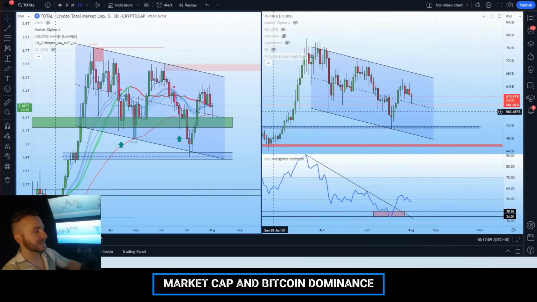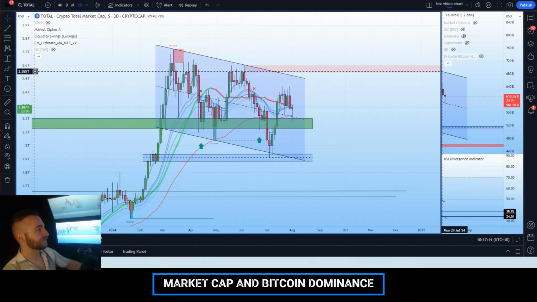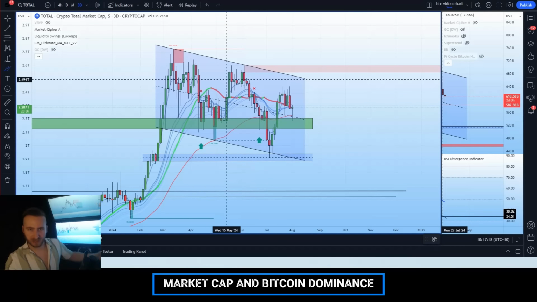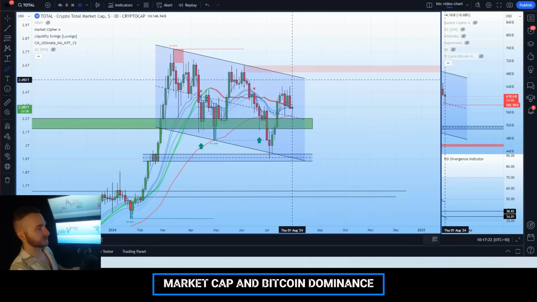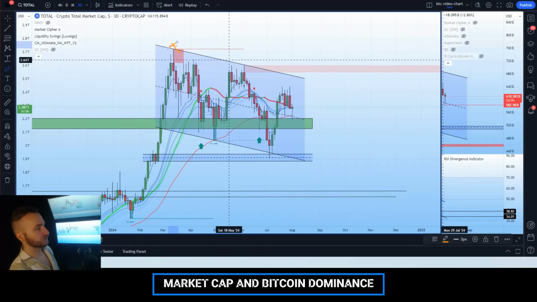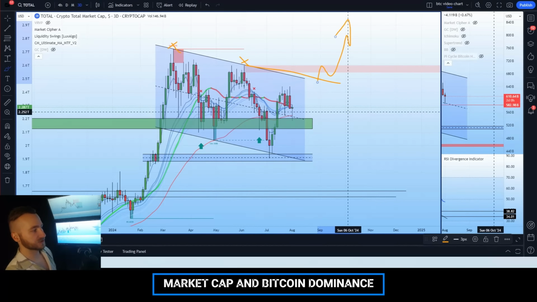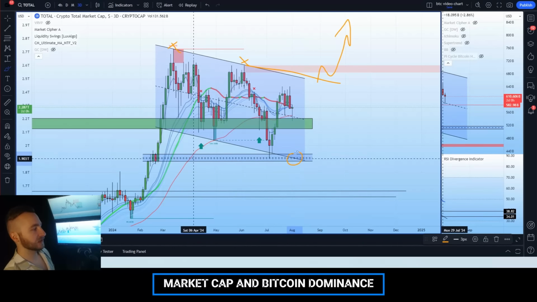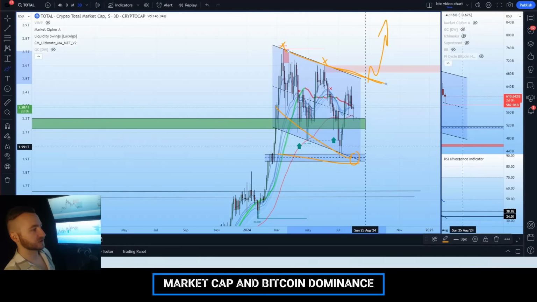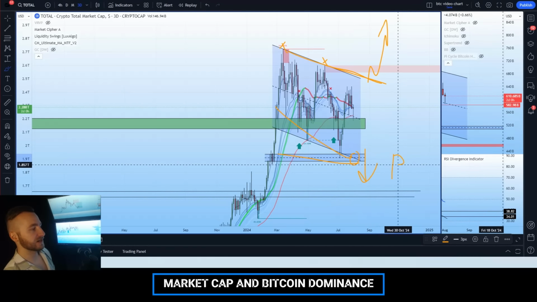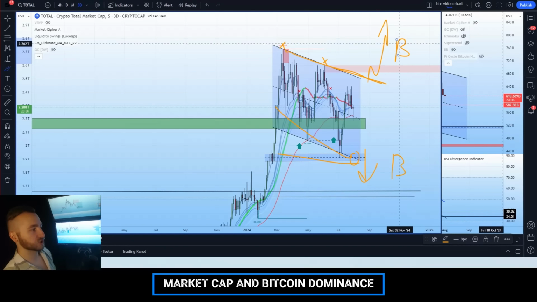If we take a look at the total, this is the total market cap over here. We can see a very similar structure to that of Bitcoin. We have the descending channel formation. Again, same validations like directional continuations. Break of the range, the downtrending range high, would result in directional continuations higher. Breakdown of the lower support level would invalidate the descending channel structure and result in a directional continuation lower. Very, very bearish if that happens. Very, very bullish if this happens.